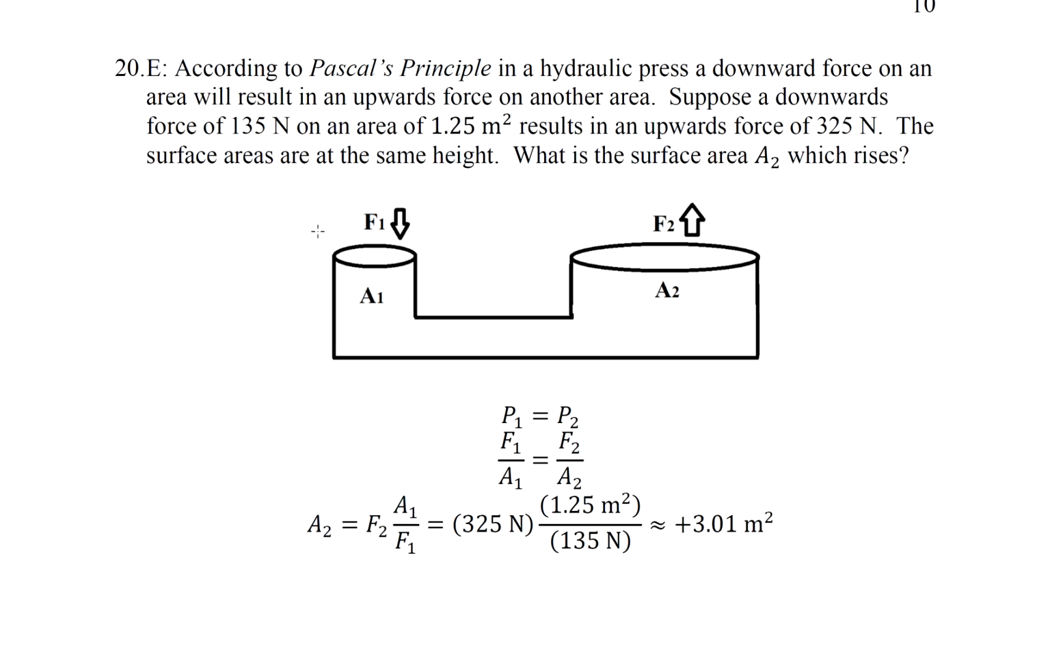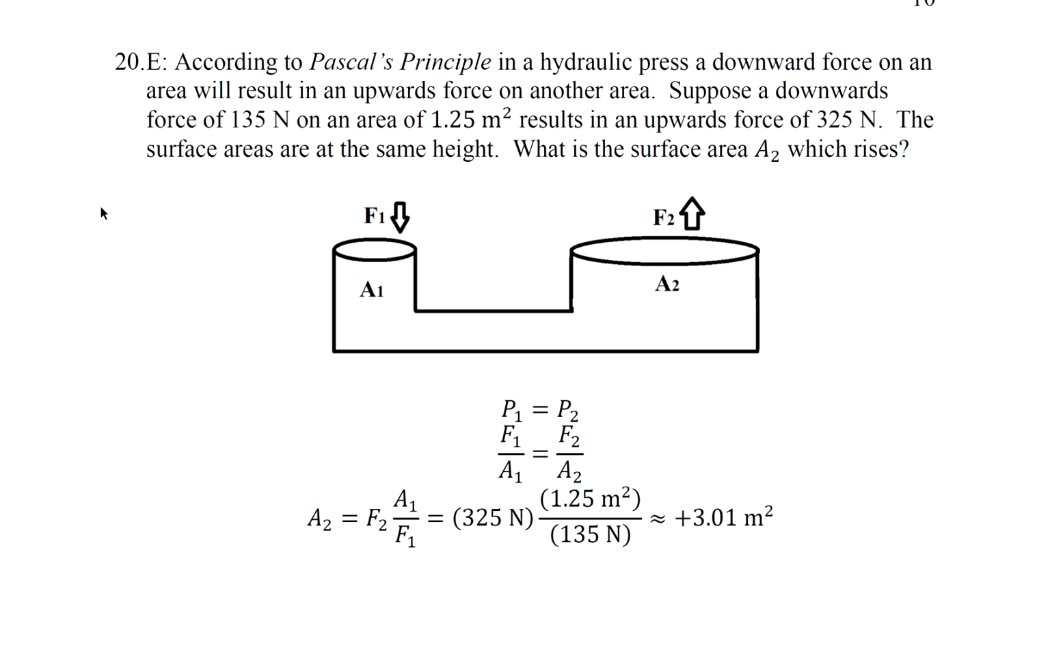Question 20. According to Pascal's principle, in a hydraulic press, a downward force on an area will result in an upward force on another area. Suppose a downward force of 135 newtons on an area of 1.25 meters squared results in an upward force of 325 newtons. The surface areas are at the same height. What is the surface area A2 which rises? So A1 and A2 are at the same height. So P1 equals P2, pressure is force per unit area, and we can solve for A2.